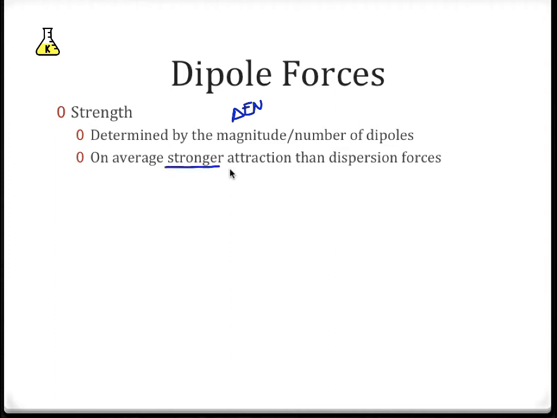In dispersion forces, they were temporary dipoles. They only existed for a fraction of the time. In dipole forces, the dipoles are permanent. Therefore, the force is always being exerted, resulting in a net stronger force.